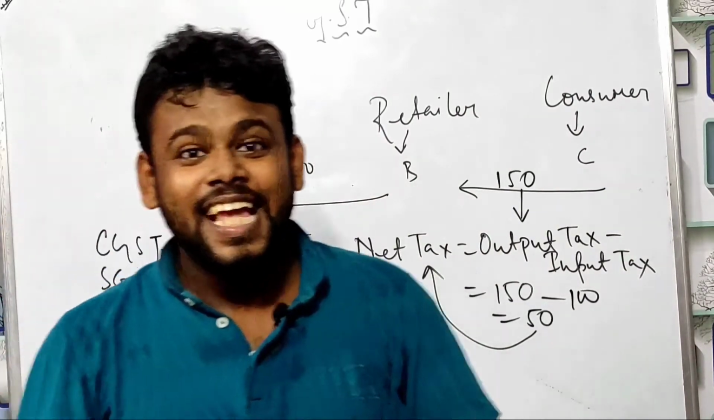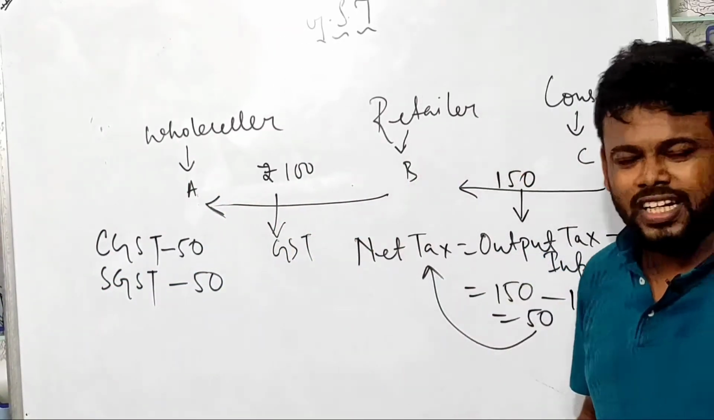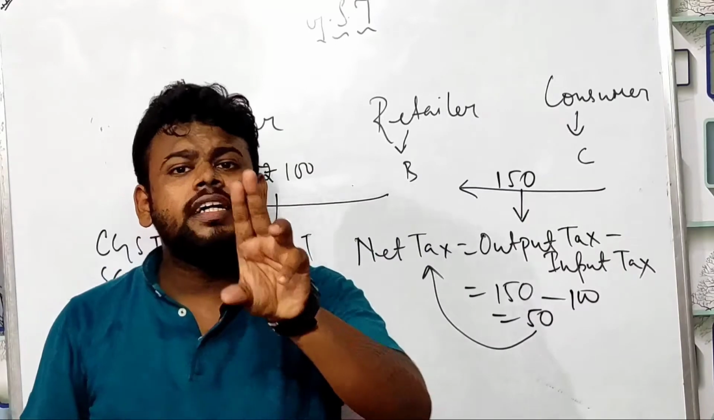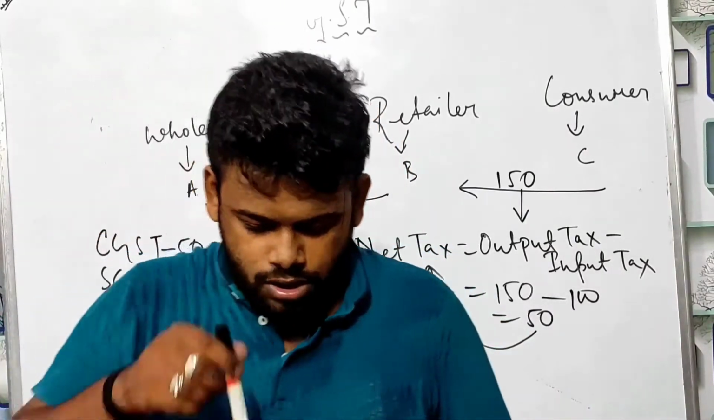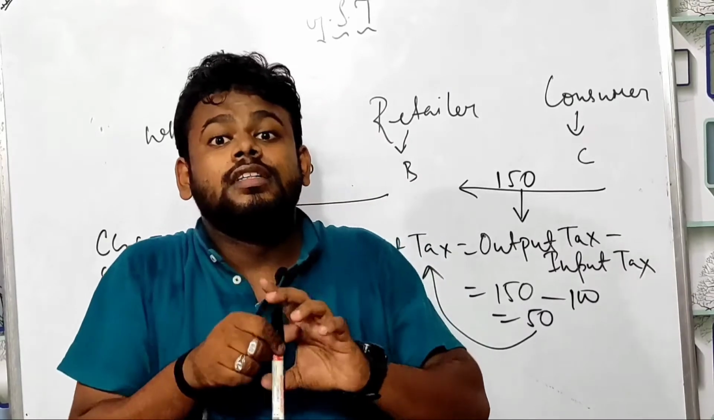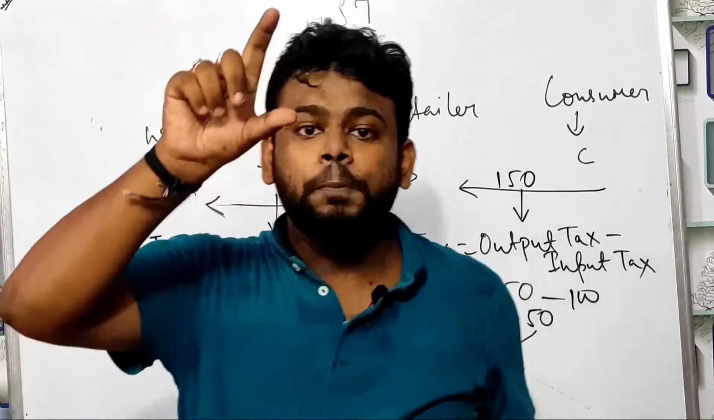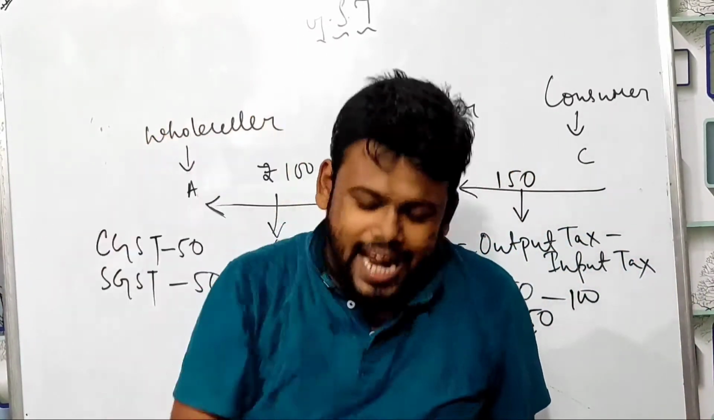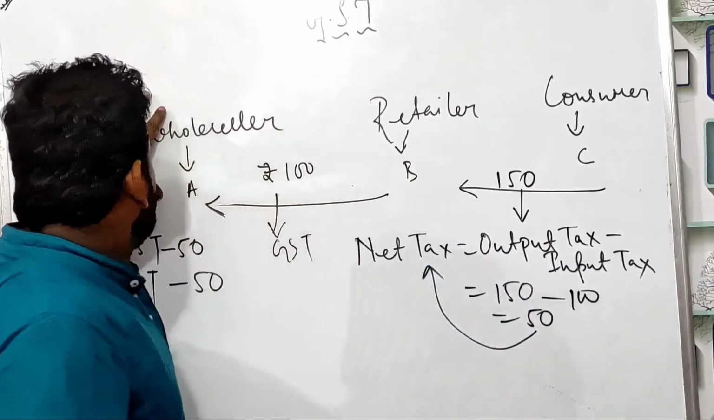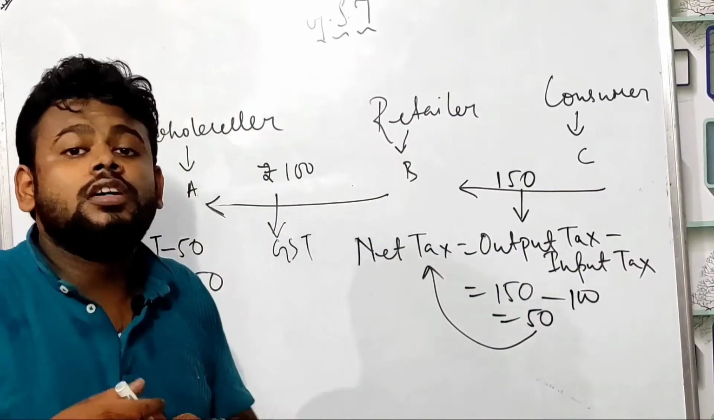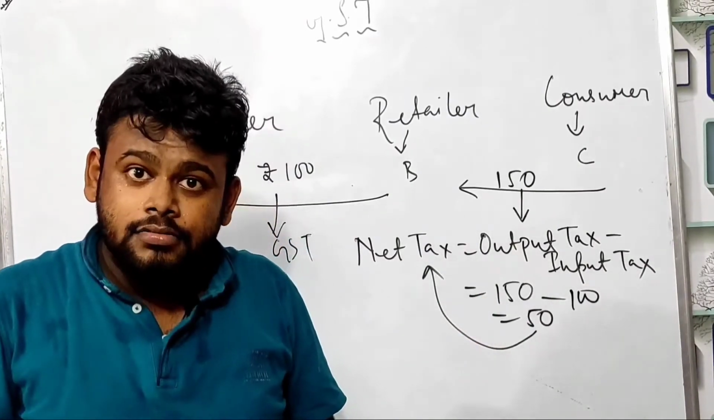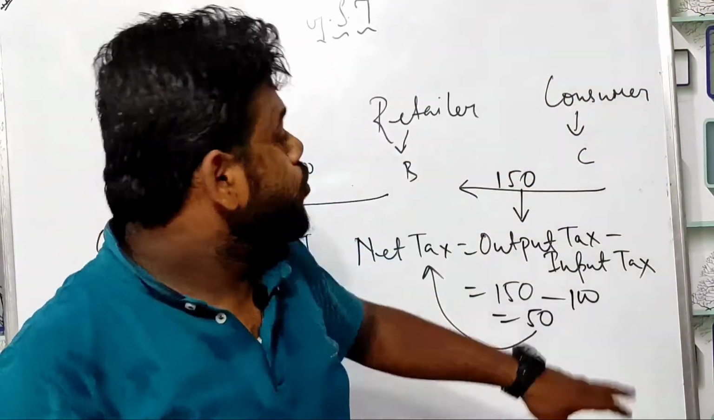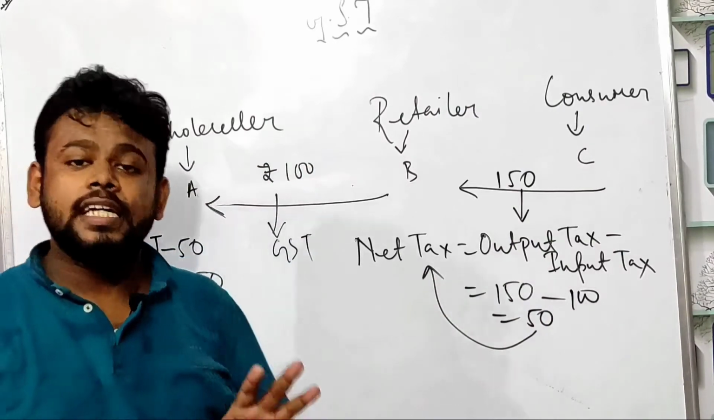Did you understand? All right. That means remember this very important concept, children. Input tax, generally you will apply on the first priority. If a question is given, the first person, A the wholesaler, from that particular man only input tax will be calculated. And the one at the end, the last person, from him the output tax will be calculated. Is it clear?